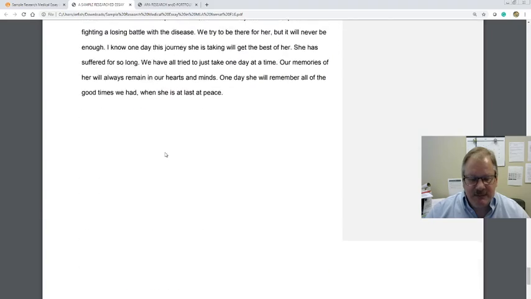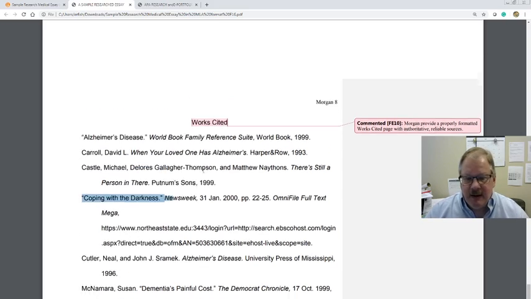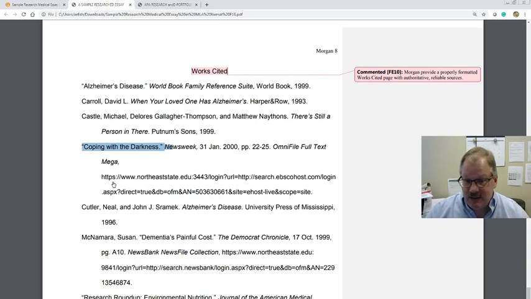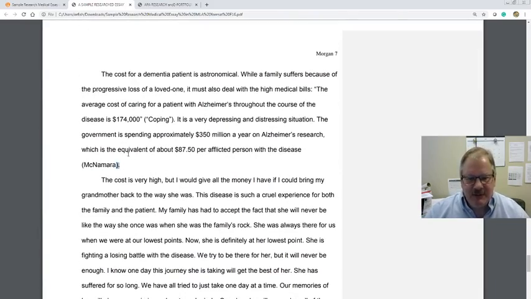So if you go to the works cited page, we come down here to Coping with the Darkness. And we have a good citation, and we can go straight to the source on the works cited page, find that source, and see if she quoted accurately if we want to. It's very important you have these URLs correct, because I click on those and go see if you're quoting accurately. Here we have a summary or paraphrase.